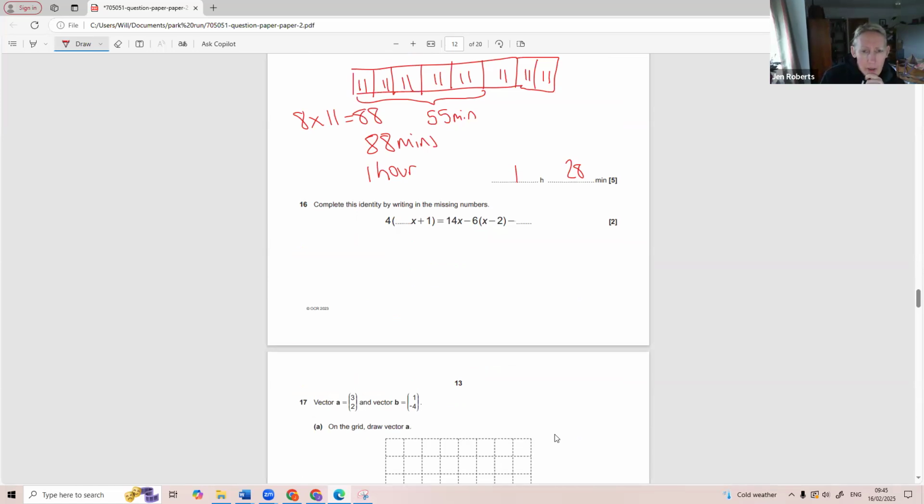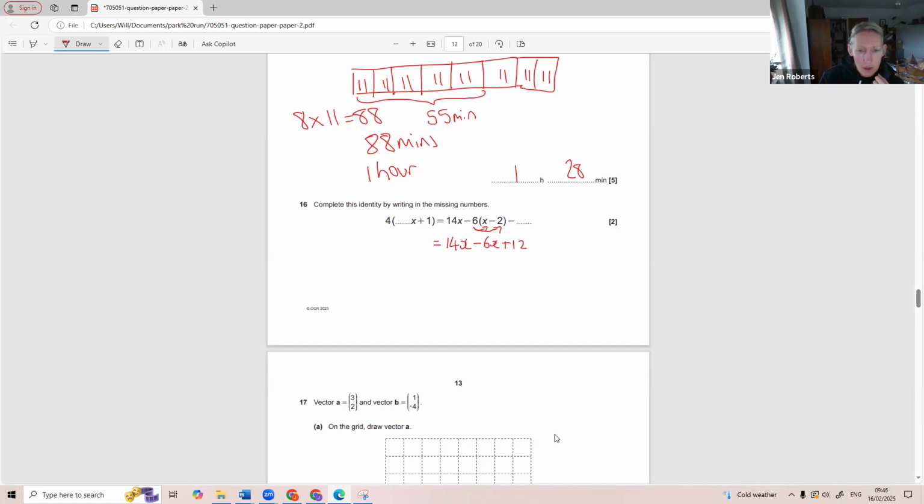Okay, so I'm going to work out what we've got here already. 14x minus, this is really easy to make a mistake, and I'm going to expand these brackets here. Minus 6 times x is minus 6x. Minus 6 times negative 2 is positive 12. Most people there would have put negative 12 if they did expand your brackets. It's negative times a negative is positive.